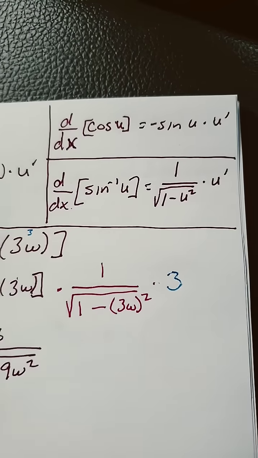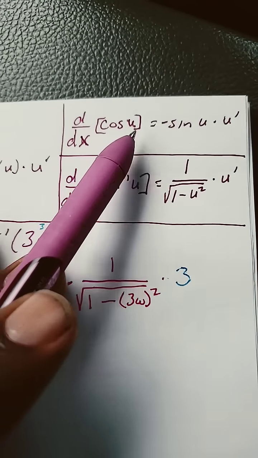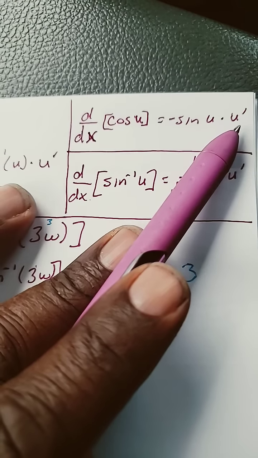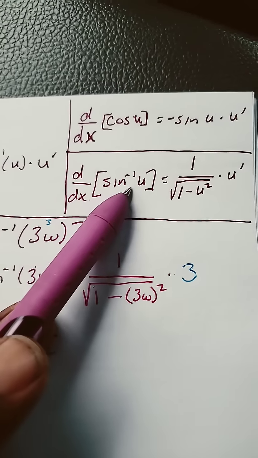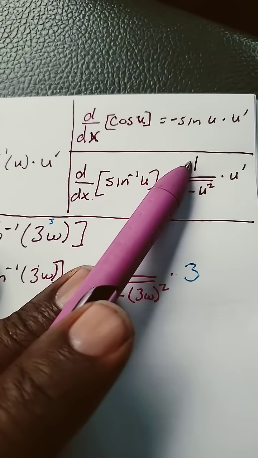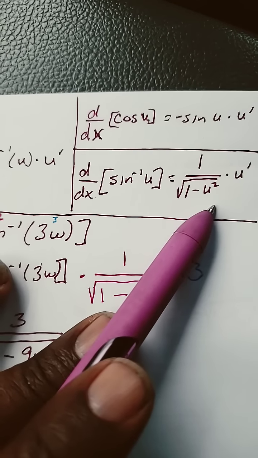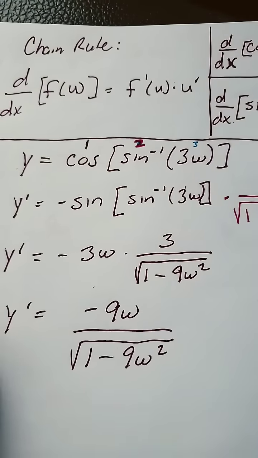A couple of other things that will be useful for us is that the derivative of the cosine of u is equal to the negative sine of u times u prime, whatever u may be. And then the derivative of inverse sine is equal to 1 over the square root of 1 minus u squared times u prime. All right, so now let's go.